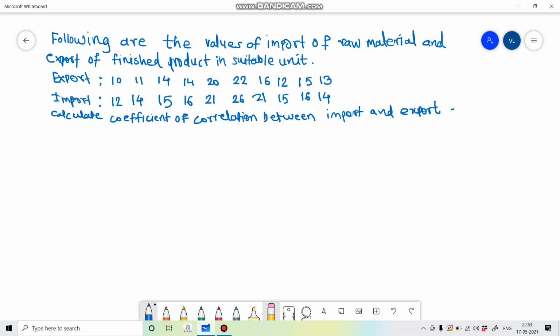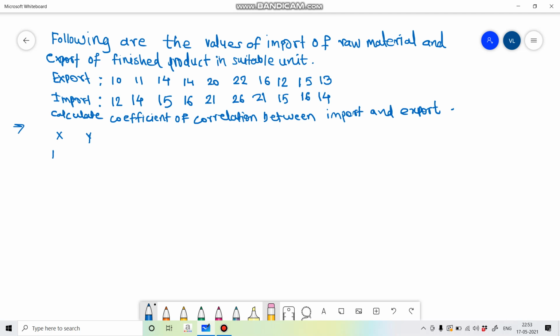Following are the values of import of raw material and export of finished product in suitable unit. Export, we have given data here. Export, these values are given. Import, these values we have given. Now we have to calculate the coefficient of correlation between import and export values. So we have to denote export by X and import by Y in the solution.